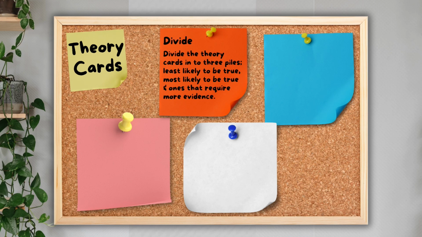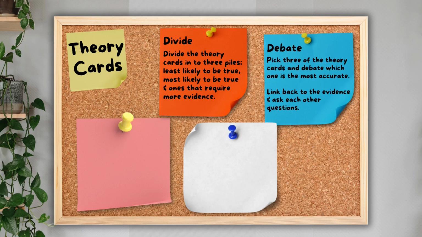Divide. Divide the theory cards into 3 piles. Least likely to be true, most likely to be true, and the ones that require more evidence. Debate. Pick 3 of the theory cards and debate which one is the most accurate. Link back to the evidence and ask each other questions. Encourage your learner to speak passionately about the theories that they believe are true.